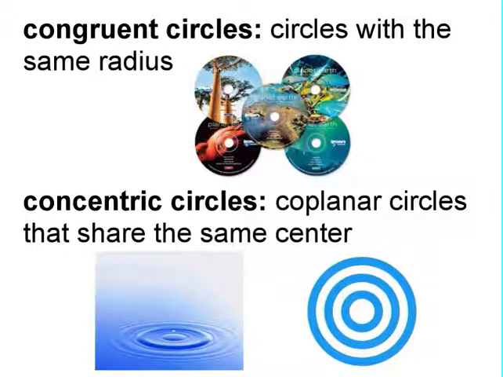And then concentric circles, those are coplanar circles that share the same center. So when we think of concentric circles, the best thing to think about is a bullseye. Or notice that a drop of water forms concentric circles that move out from the center. That is what concentric circles are. All right, let's move on.